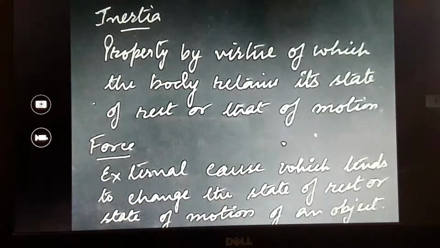Similarly, when a hanging carpet is beaten by a stick, the dust particles start falling out of it.